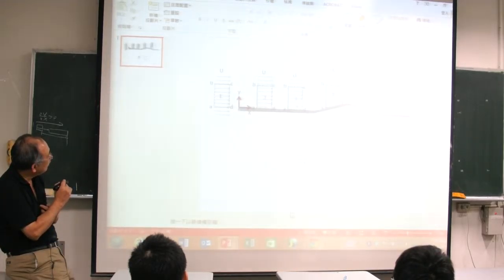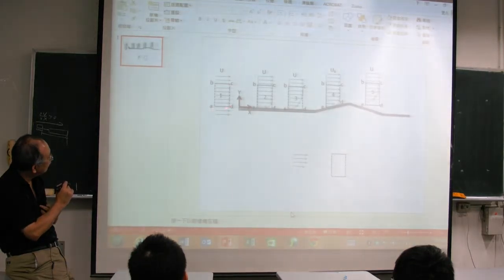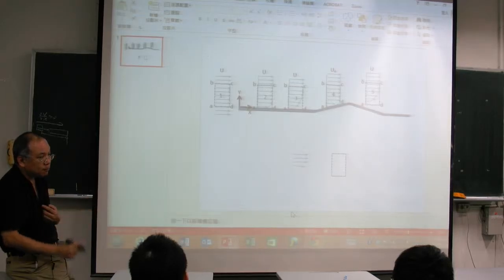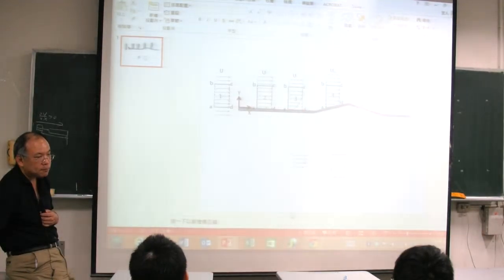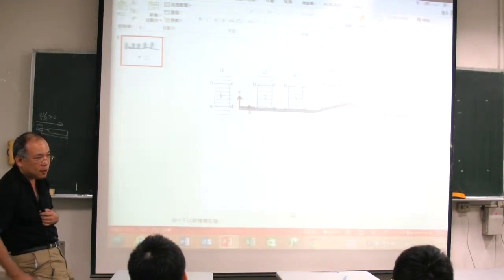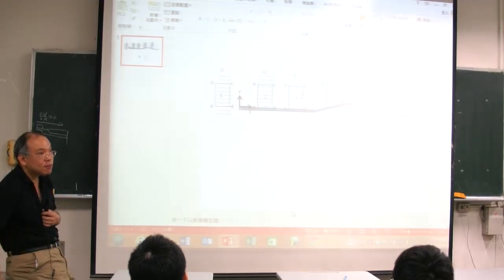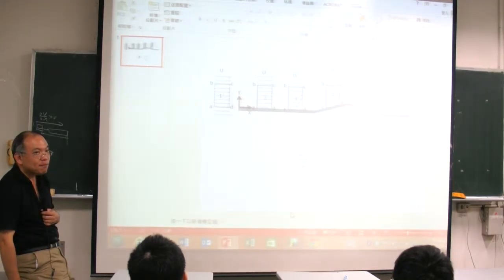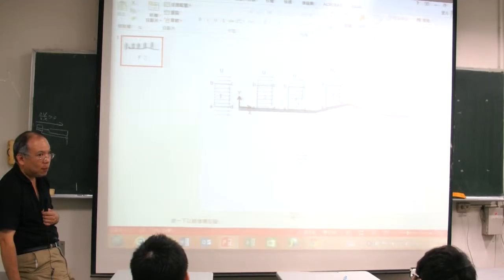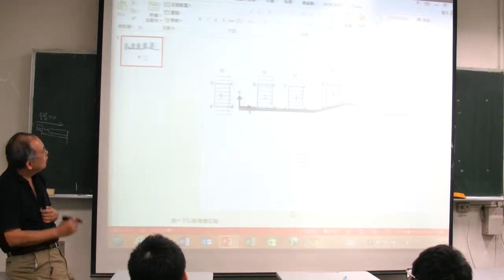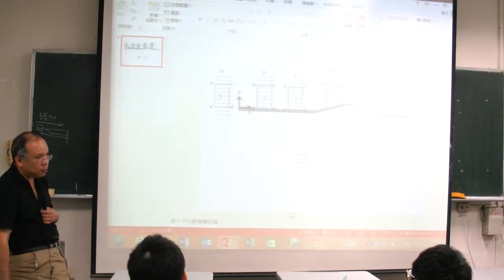Because if you take the line integral, this and this will be in reverse direction, so it will be cancelled. So circulation equal to zero. That means inside this region we don't have any vorticity. Agree? Yes. Right? No vorticity. So in the incoming flow we don't have any vorticity.